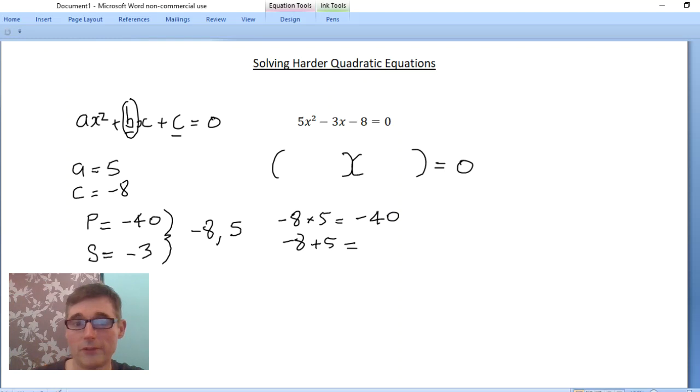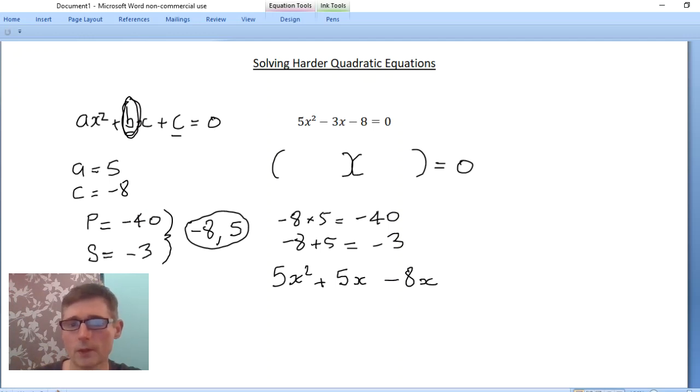What we do is split up this middle term, the b value, into these two numbers. So I'm going to rewrite this quadratic, but separate the middle number. So we've got 5x squared, that stays the same. Then we split this number up into these two. I'm going to put the 5 first, so we've got 5x, and then -8x minus 8 equals 0.